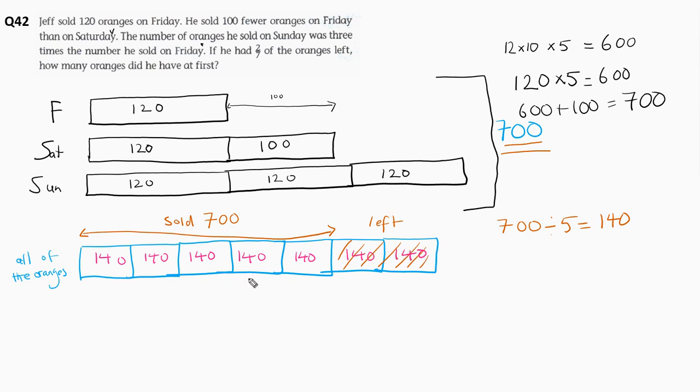And what do we want to find out? We want to find out the value of this entire bar. That's all of the oranges. That's what we're asked. How many oranges did he have at first? So how many parts are here? We divided it into 7, so there are 7 parts. So we need to do 140 times 7, and that is equal to 980. And that's the total number of oranges in the beginning.